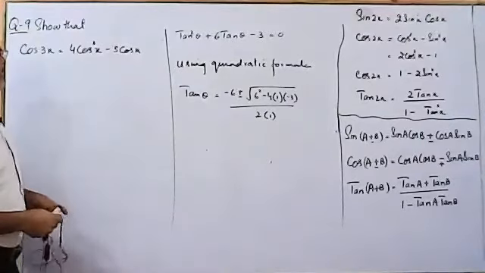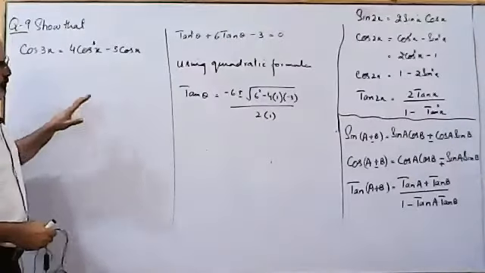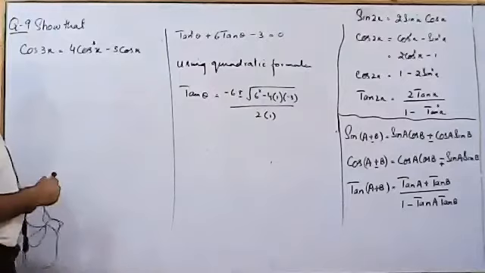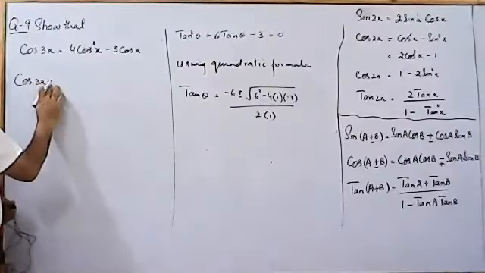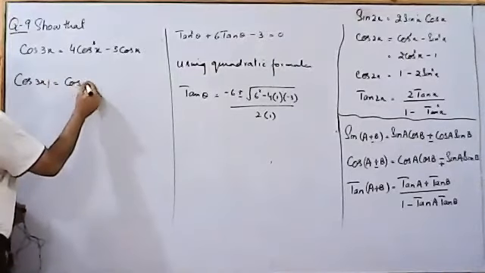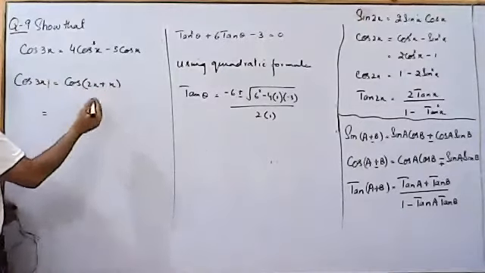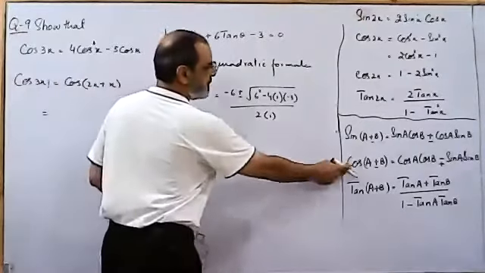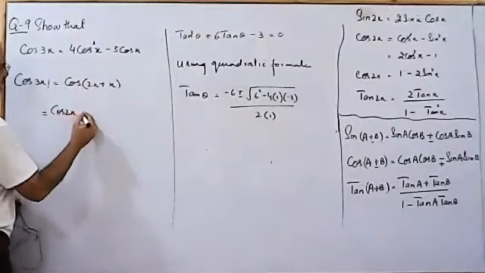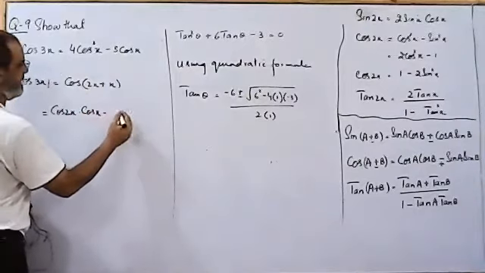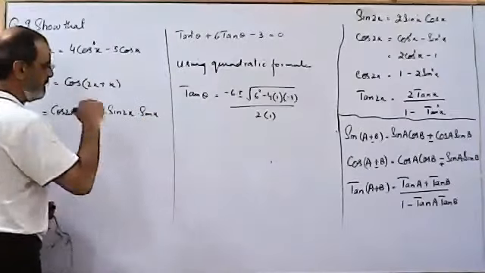To show that cos 3x is equal to 4 cos cube x minus 3 cos x, first of all, I am going to use the compound angle formula. I am going to write cos 3x as cos of 2x plus x. So applying the compound angle formula, cos of a plus b, I can write it as cos 2x into cos x minus sine 2x into sine x.